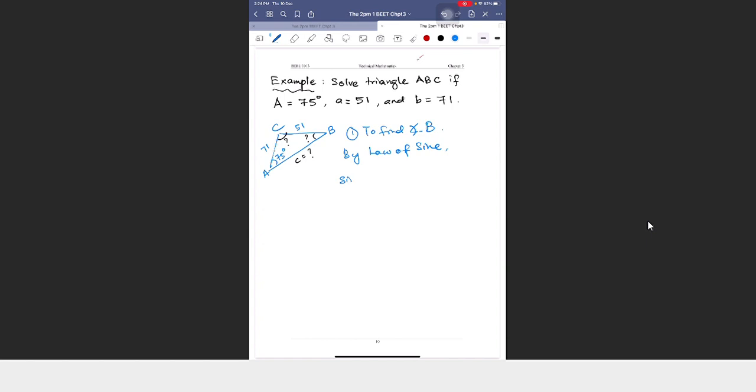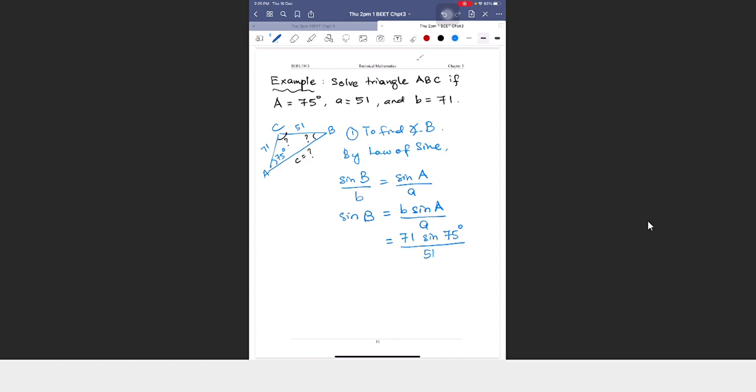Sine B over b equals, the one that is given already, sine A over a. Then sine B equals b sine A over a. If I substitute the values, b is 71 times sine of 75 degrees over a, which is 51.